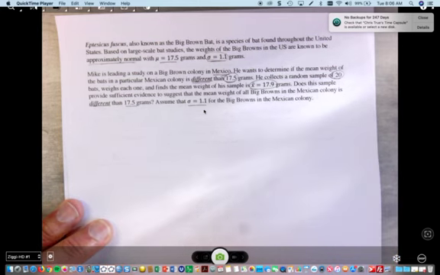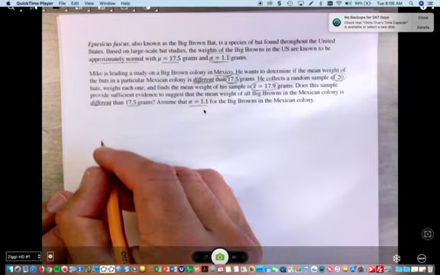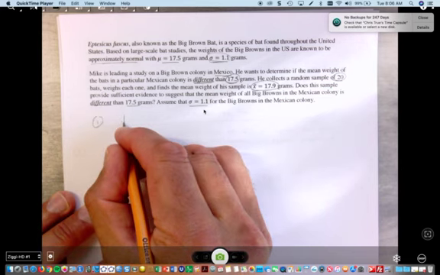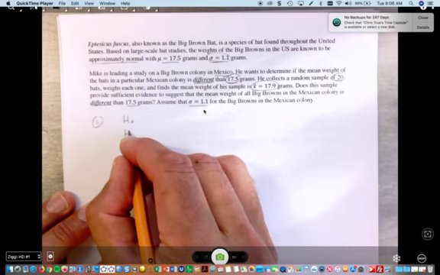If we think about it, the first step is we want to put down some hypotheses, the null hypothesis and the alternative.